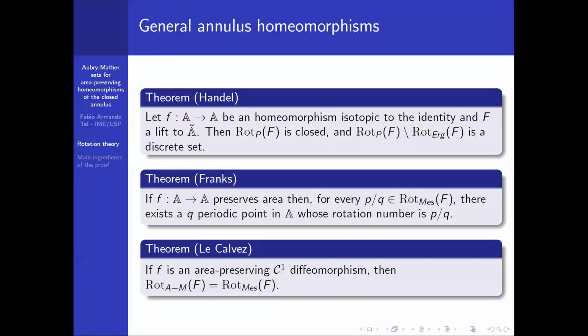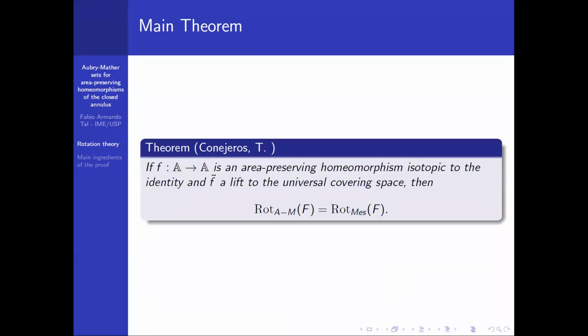Then you have this theorem by Patrice Le Calvez that shows that if you go for area preserving C1 diffeos, then the Aubry-Mather rotation set and the measure rotation set need to be the same. These were the smallest one and the largest one, and in this situation you're showing that they actually need to be equal. It almost solves the question, except for the fact that most of us are guys from C0 dynamics, and we don't like C1 hypotheses. So what can we do more than that? What we can do is the main theorem here.